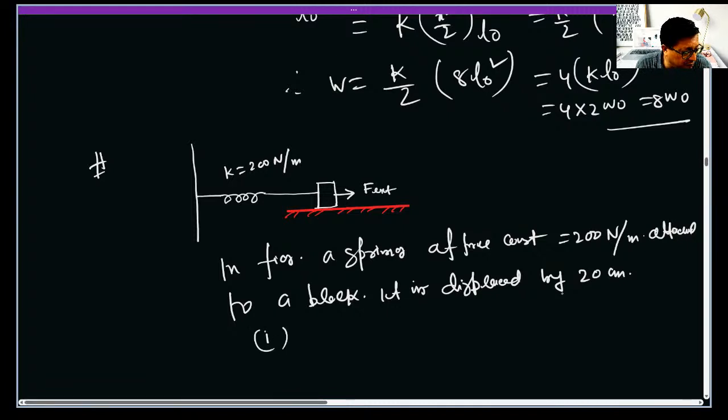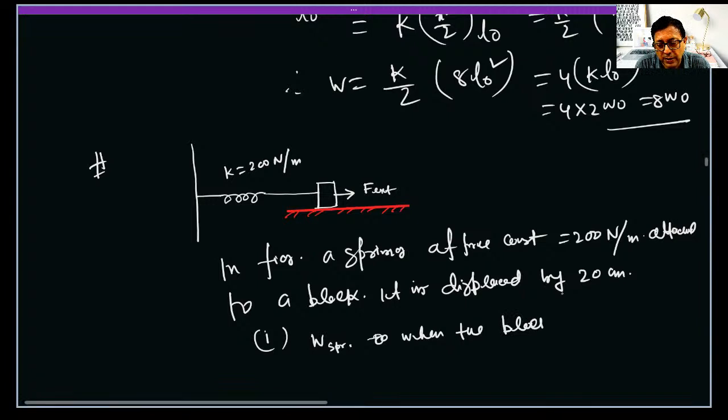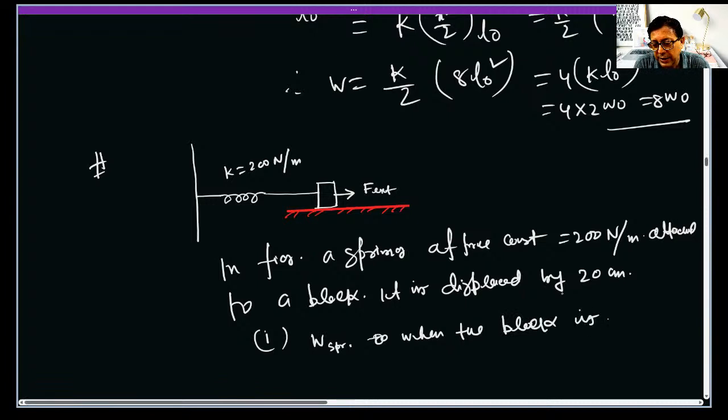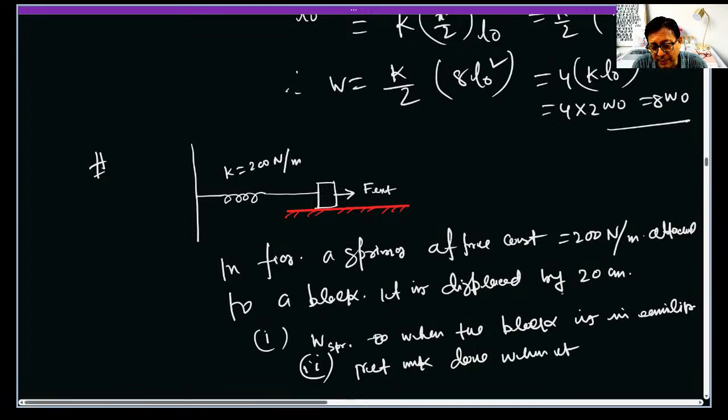Find the work done by the spring force, W_SP, when the block is in equilibrium, and the second part, net work done on the block when it attains maximum velocity.